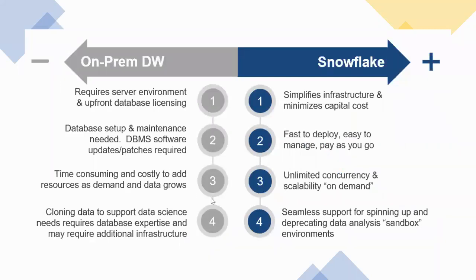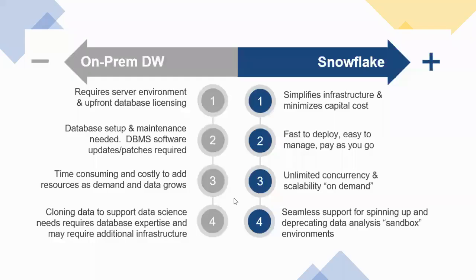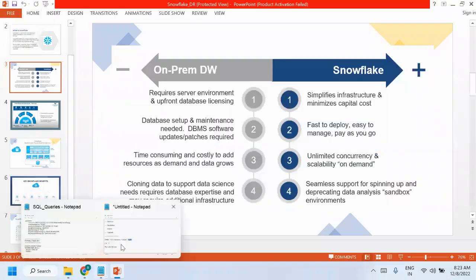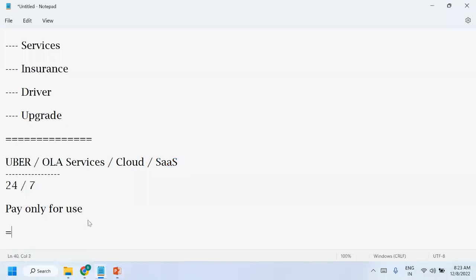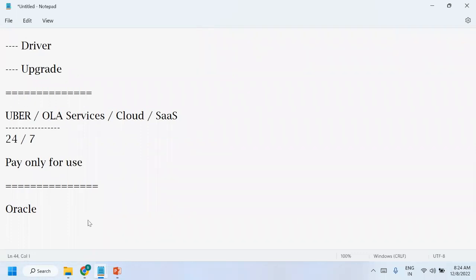So on premises, and then for example, these are the things we will discuss. It is very fast and easier, flexible, and the architecture allows us to maintain the things separately. We will come to that with the example. If you observe here, on the left hand side is on premises and on the right hand side is Snowflake. For example, let's assume you want to install Oracle database. If you want to install Oracle database, what do you need to do?